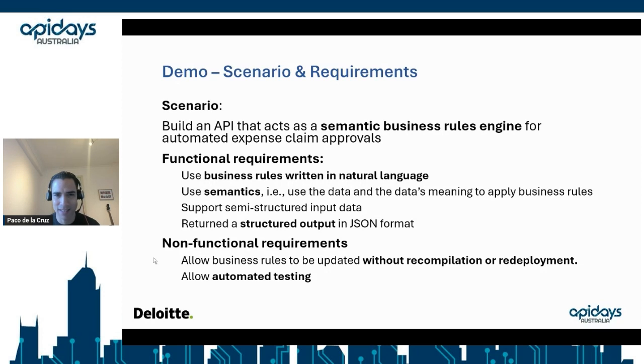So this is to use the data of the documents it's processing, but also the meaning of the data to apply the business rules. I wanted the rules engine to also support some kind of semi-structured input data, and I wanted to return the output as a structured JSON document, right? And then I also had some non-functional requirements, such as being able to change my prompts without having to recompile or change the code of my solution, and also to allow for automated testing.